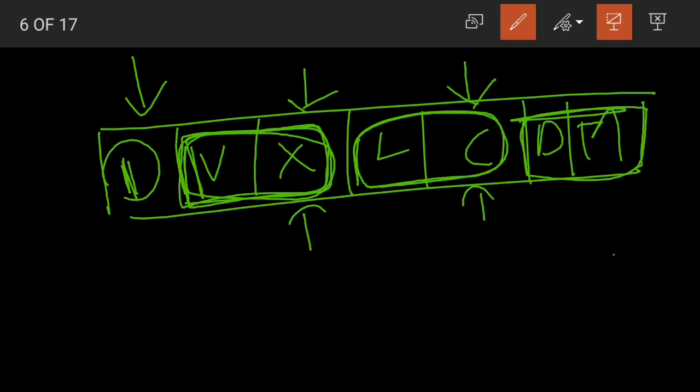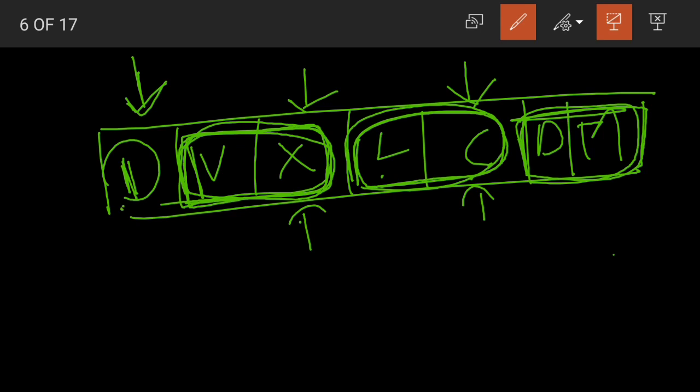Understood, children? I can be subtracted only from its next two numerals. X can be subtracted only from its next two numerals, which are L and C. Now C can be subtracted only from its next two numerals, which are D and M. I hope this is clear, how to remember this rule, right?